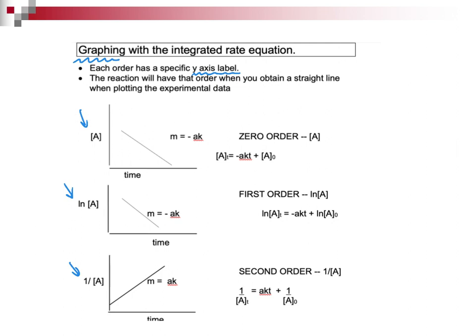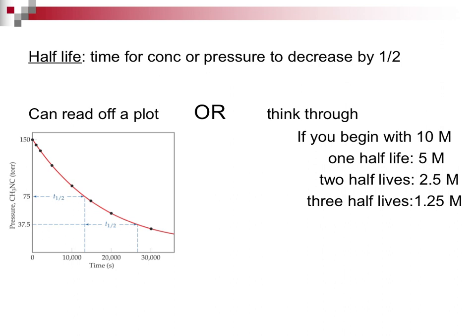The reaction will have that order when you have a straight line. Notice we have a negative slope here, and a negative slope here, and a positive slope. Math is necessary to do things in science, and I guess this is a perfect example. I just put everything on one slide. All right, what else do we have here?